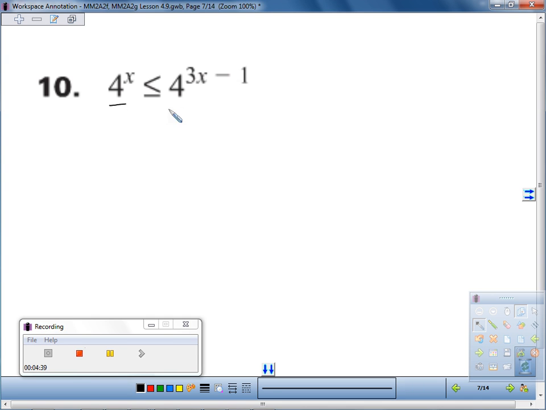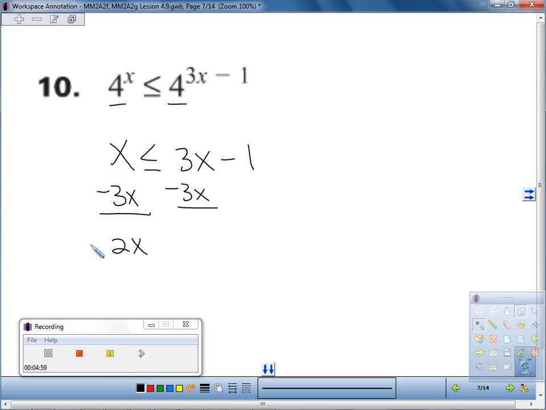Okay, now let's check. We have the same base, so we simply just bring this down as x is less than or equal to 3x minus 1. Okay, now with this, I'm going to move the 3x over this way. So I say minus 3x. So I end up with negative 2x is less than or equal to -1.